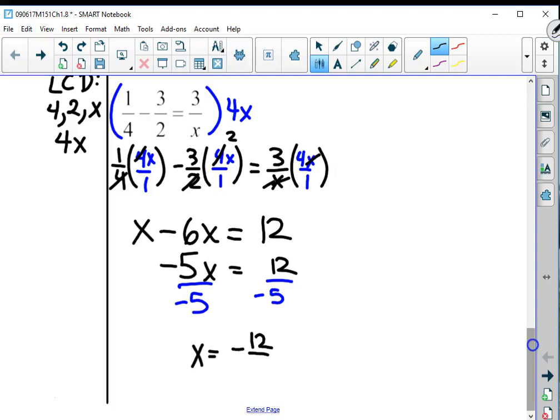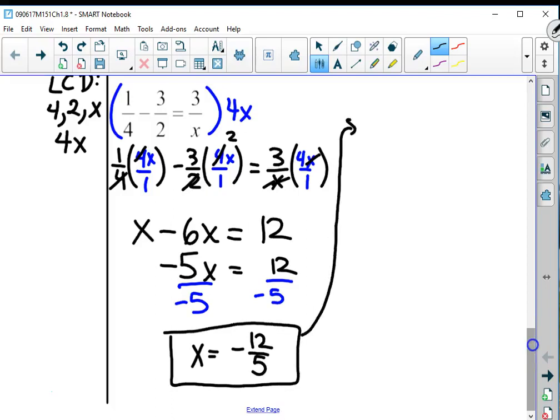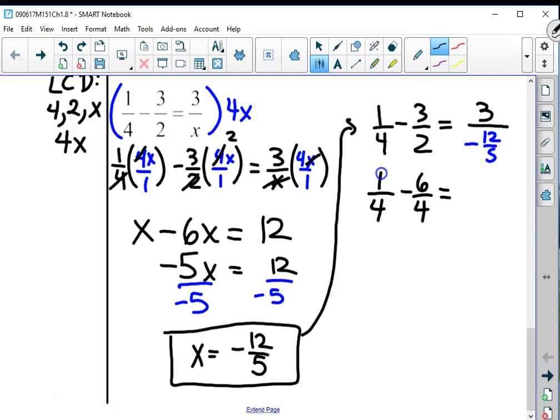Now, in the book, it says to solve and check. And the only reason I'm going to check here is just to show you that it actually works. So 1/4 minus 3/2 is going to be equal to 3 over negative 12 over 5. So a little bit of a mess on the right-hand side. I'm going to go common denominator on the left-hand side. And I'm going to make 3 a fraction.